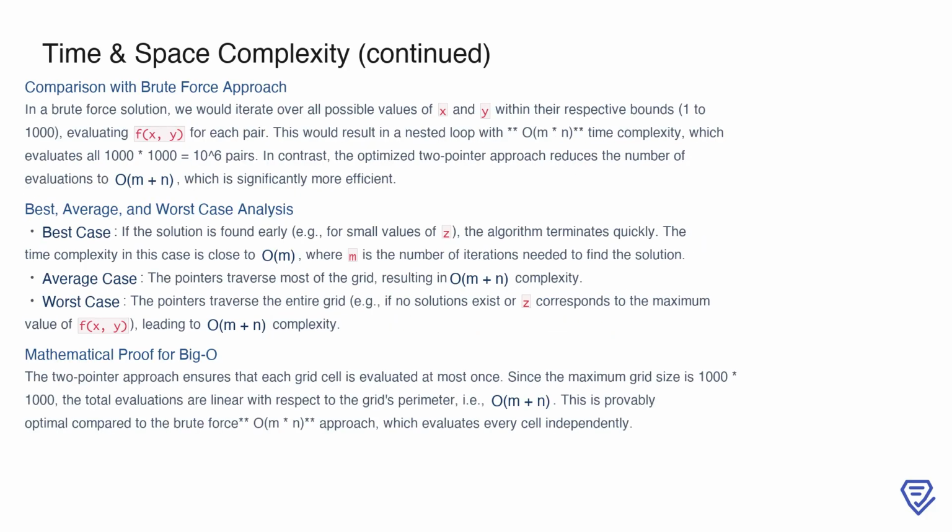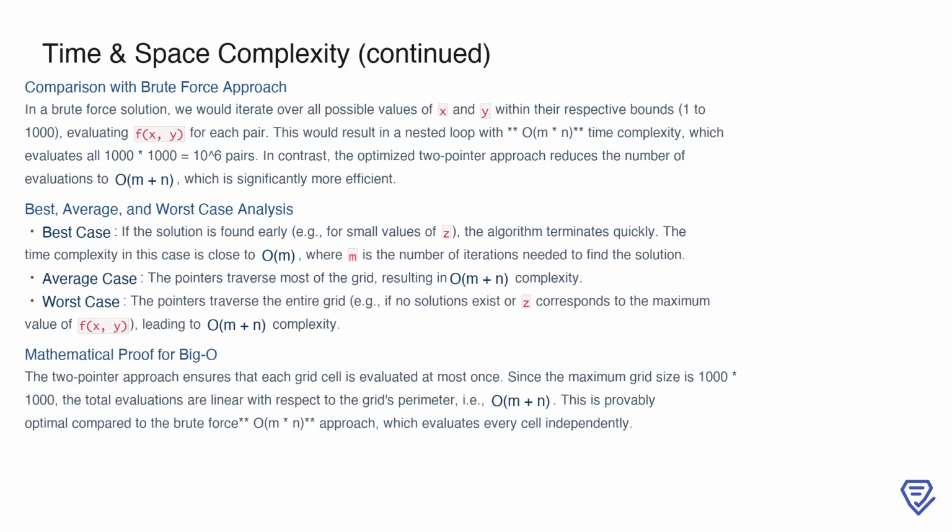Let's now compare this optimized two-pointer approach with a brute force method. A brute force solution would involve iterating through all possible values of x and y, essentially evaluating the function f(x, y) for every combination within the grid. This results in a nested loop with a time complexity of O(m times n), which for our grid size of 1000 by 1000 evaluates to a total of 1 million computations. In contrast, the two-pointer approach significantly reduces this to O(m plus n), making it far more efficient.